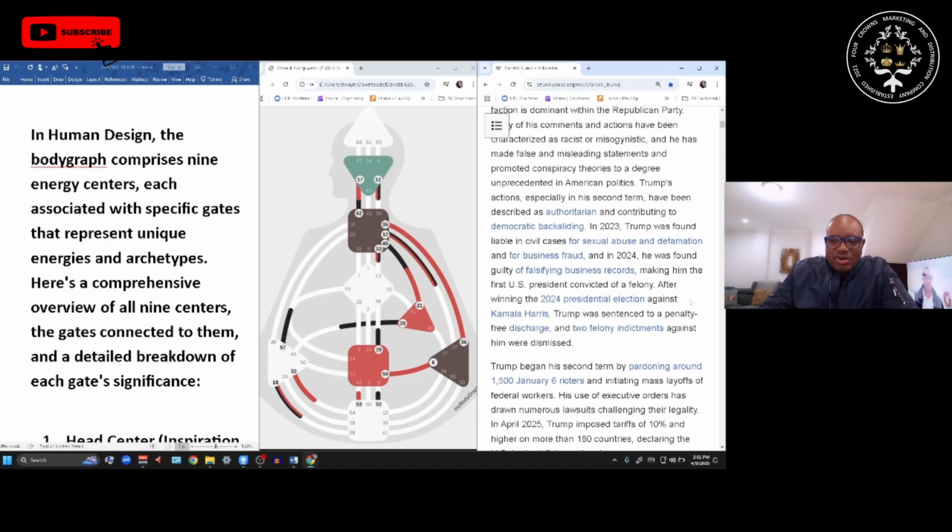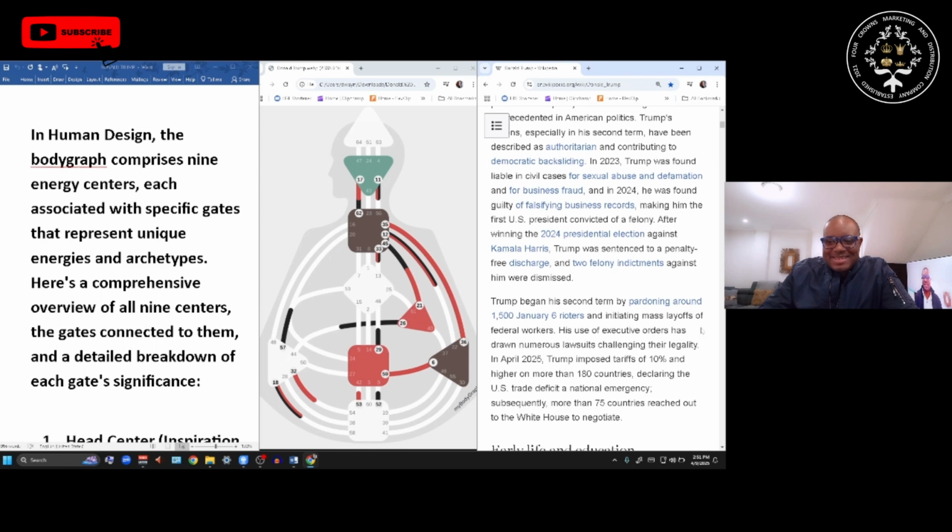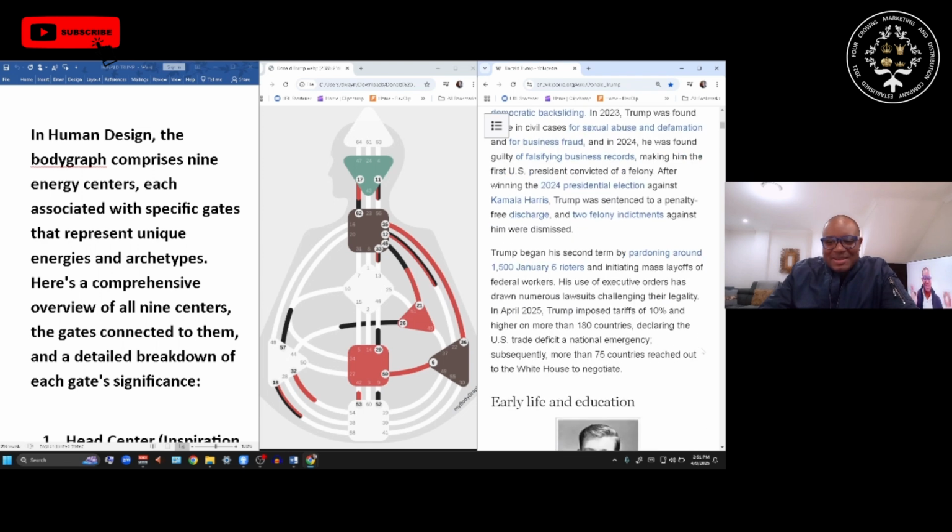After winning the 2024 presidential election against Kamala Harris, Trump was sentenced to a penalty-free discharge, and 2 felony indictments against him were dismissed. Trump began his second term by pardoning around 1,500 J6 rioters and initiating mass layoffs of federal workers with his good friend Elon Musk, which I did an assessment for. So if you want to check out that video, you can check it out there. His assessment and numerous lawsuits challenging illegality, etc., etc.